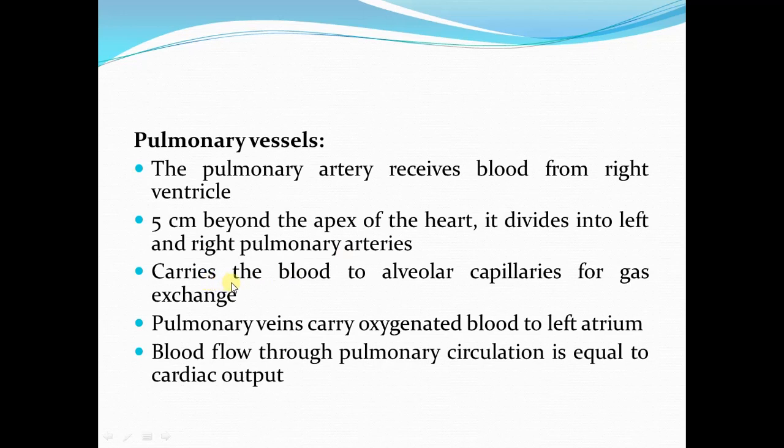Now this blood which is present in the pulmonary arteries is carried to the alveolar capillaries or the pulmonary capillaries for gas exchange. So the purpose of the pulmonary circulation is the oxygenation of the blood. The blood is oxygenated in the pulmonary capillaries, and the pulmonary veins carry this oxygenated blood back to the heart into the left atrium. Now the blood flowing through the pulmonary circulation is equal to the cardiac output.